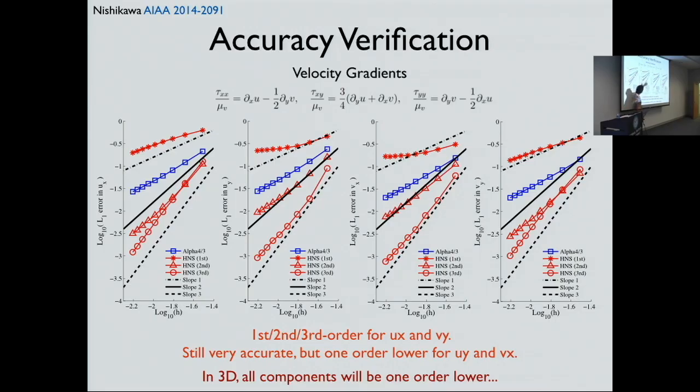But it looks like first, second, third in the beginning, but as I refine the mesh, yeah, it's 0th order, first order, and second order. It's very difficult to get the same order of accuracy.